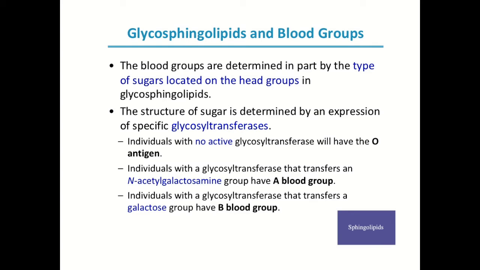The blood groups are determined in part by the type of sugars located on the head groups of glycosphingolipids. The structure of the sugar is determined by an expression of specific glycosyl transferases. Individuals with no active glycosyl transferase will have the O antigen. Individuals with a glycosyl transferase that transfers an N-acetylgalactosamine have the A blood group, and individuals with a glycosyl transferase that transfers a galactose group are considered to have the B blood group.